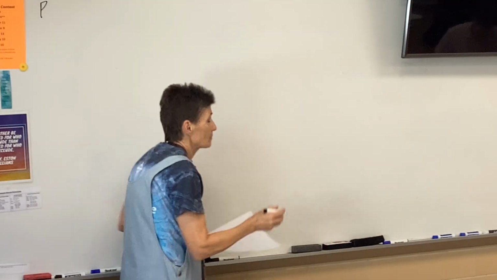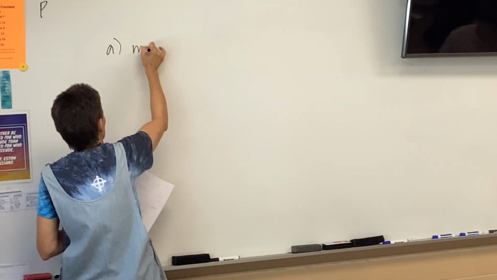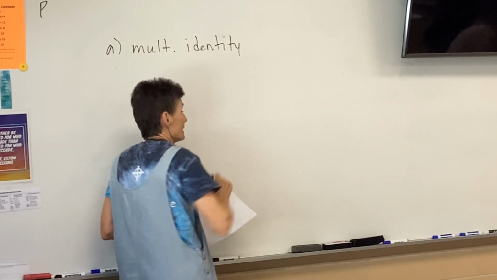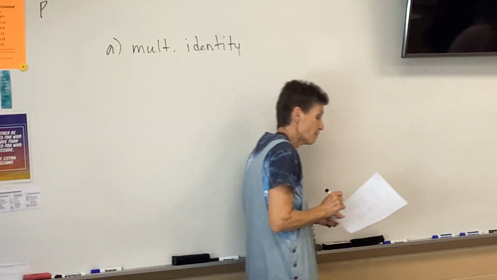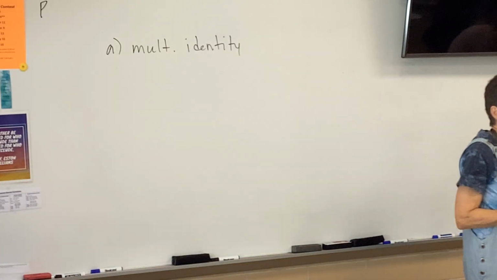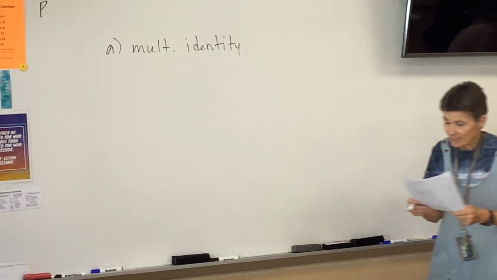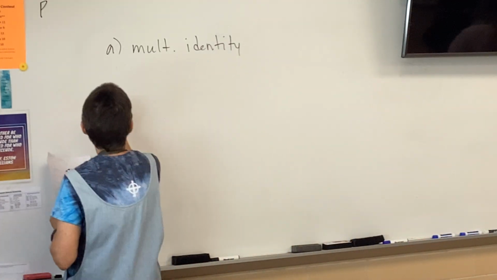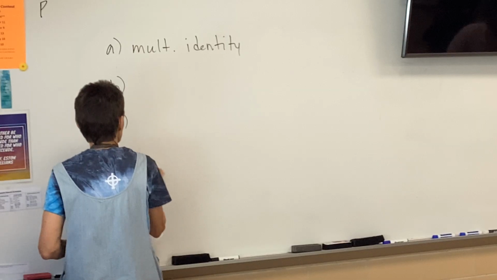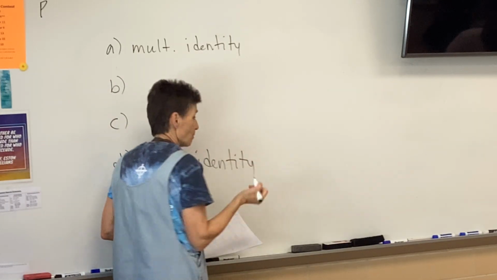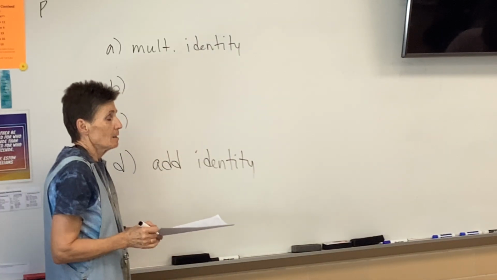A is the multiplicative identity. Because if you times something by 1, what happens? Nothing. You get the identical answer. Okay, that's the multiplicative identity. I'm going to skip down to D, because D is the same thing, only it's the additive identity. I can't remember, did you do those yesterday? All right, so we're good.